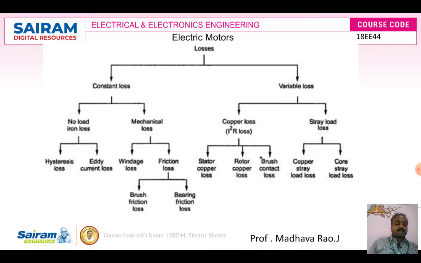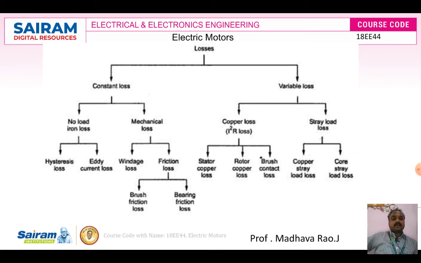Due to brushes, friction will appear, so brush friction losses will be present. Similarly, due to long term usage, bearings will become weak, and once a bearing becomes weak, it develops friction. So this is bearing friction loss. Next, coming to the variable losses, copper losses.